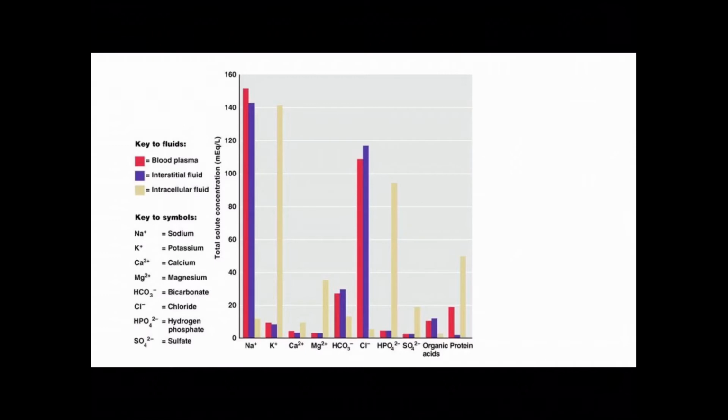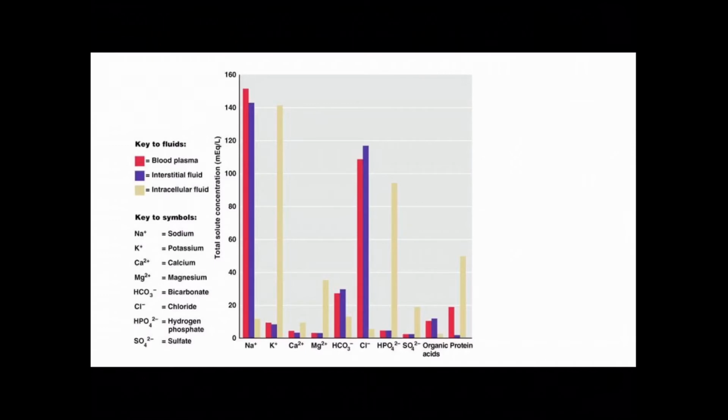So inside cells there's not as much sodium, but if we compare that with potassium, we almost have the complete opposite. We have only a little bit of potassium in the blood plasma and in the interstitial fluid, but lots of potassium in the intracellular fluid. So we can look at each of those different ions and get a sense that every fluid in the body is not the same as every other fluid in the body. They vary considerably with the levels of different ions that are in them.